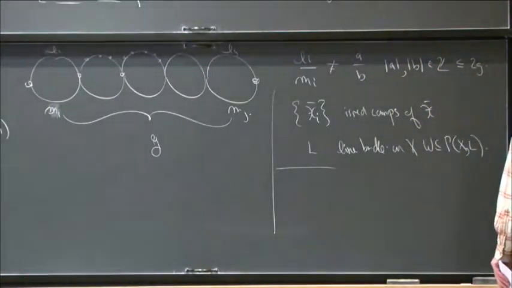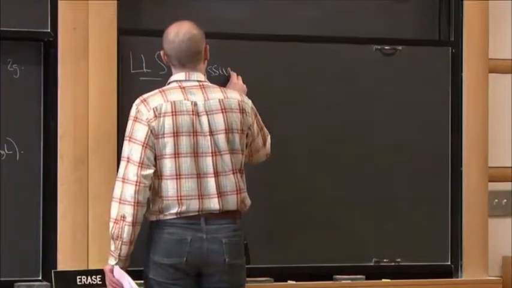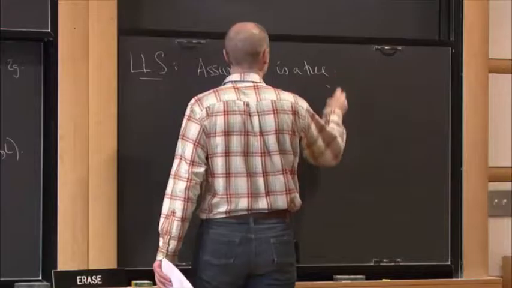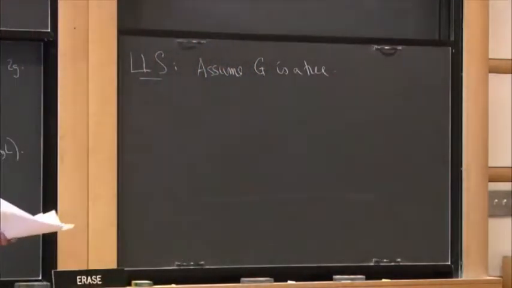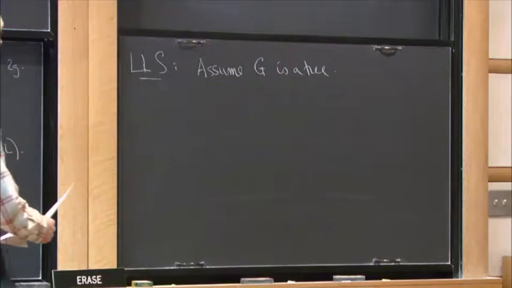So in the limit linear series setup, the fundamental assumption is that G is a tree. Or if you prefer algebraic geometry language, X bar is of compact type. So the Jacobian is compact, or the sum of the genera of the components of the special fiber is g.